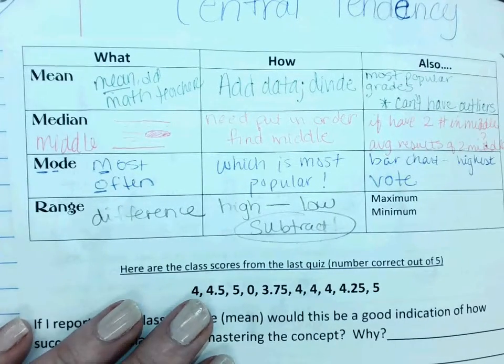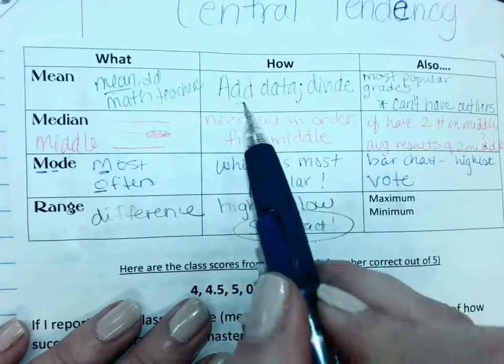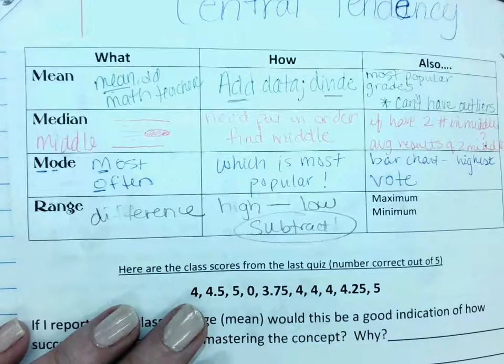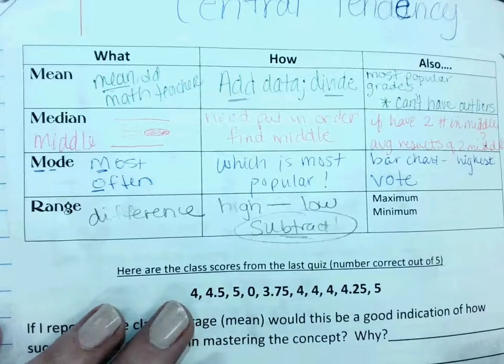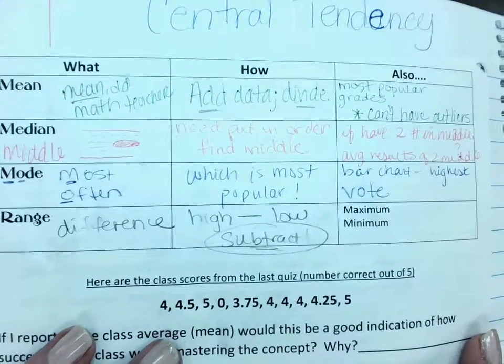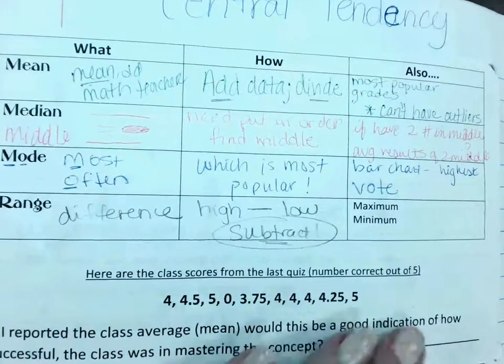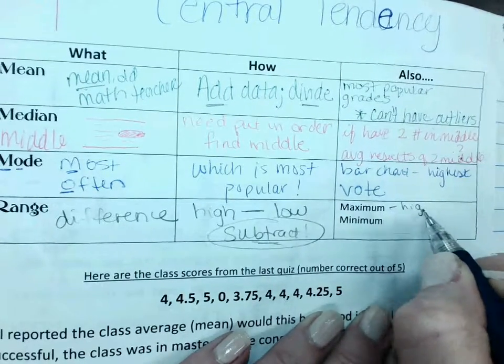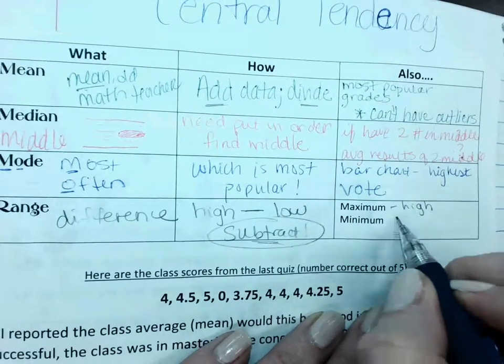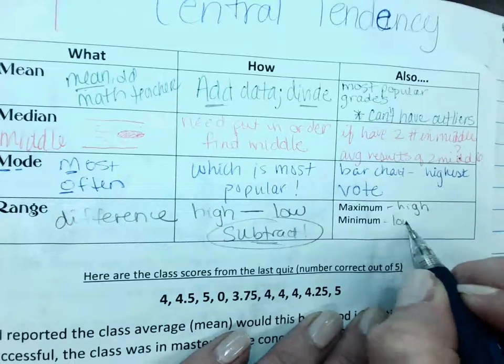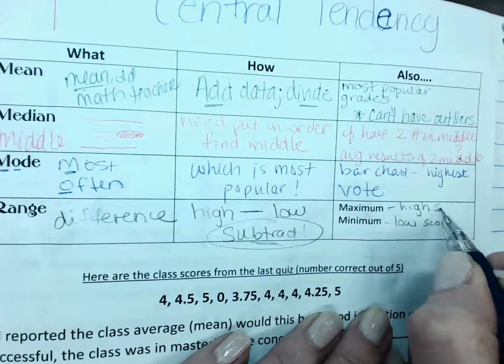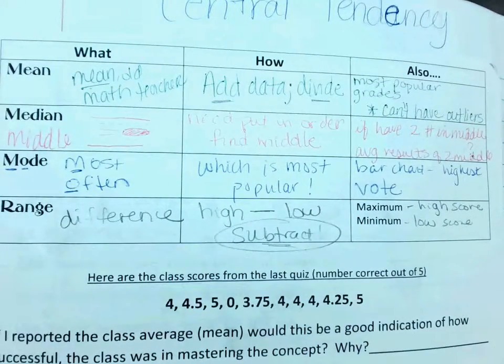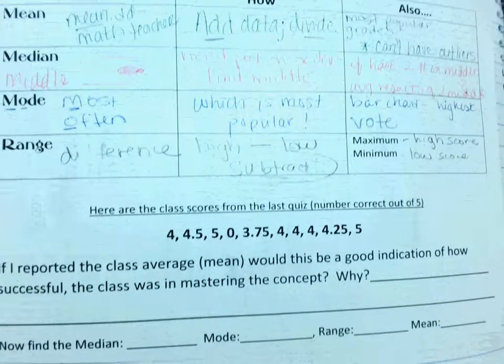Once you are used to using this, sometimes for a reminder, you'd be like, what's the mean again? Oh, that's when we add and divide. Range again? Oh yeah, that's when we subtract. Because again, this is not new information. Now, I might need to remind you the maximum is your high score, and your minimum would be your low score, or your highest piece of data and your lowest piece of data.